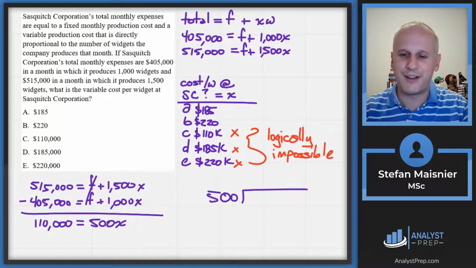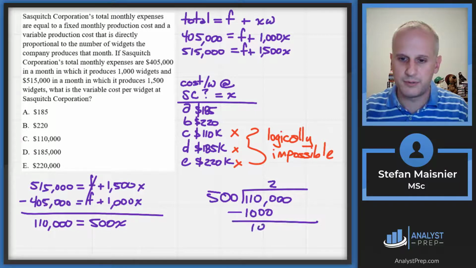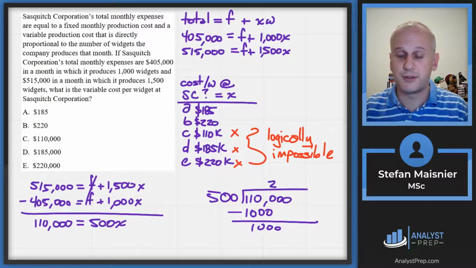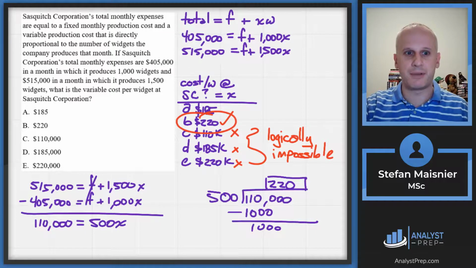But we've got 500 into 110,000. So 500 goes into 1,100 two times. Subtract out the 1,000. So we bring down 1,000. So 500 goes into 1,000 two times, and then we just have zeros. So there's my 220, and that is the variable cost per widget at Sasquatch Corporation. And again, technical approach is great, but if you get stuck, look for that logical estimation opportunity too.